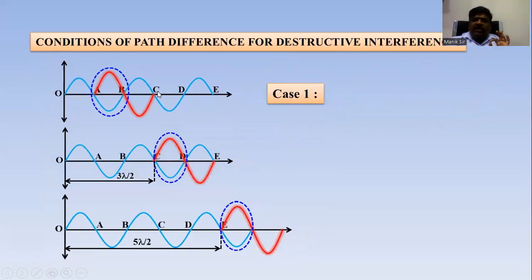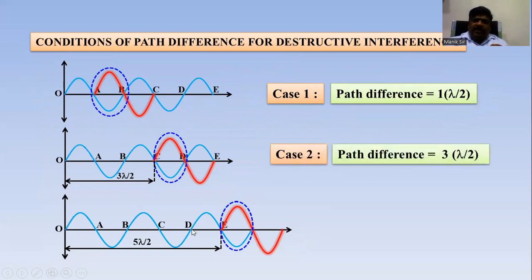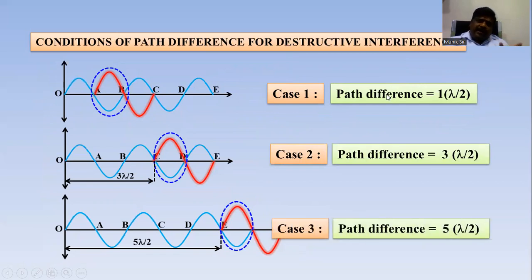In case 1, the path difference is lambda by 2, that is 1 into lambda by 2. In the second case, the path difference is 3 into lambda by 2. And in the third case, the path difference is 5 into lambda by 2. So this is lambda by 2, lambda by 2, lambda by 2. This is 1, 3 and 5. For the destructive interference, 1, 3 and 5 are the odd numbers, and lambda by 2 is half of the wavelength.